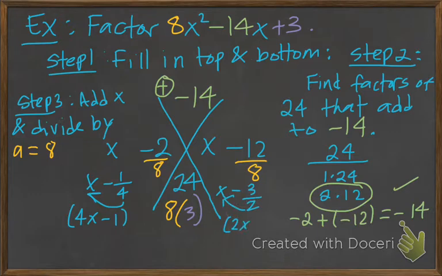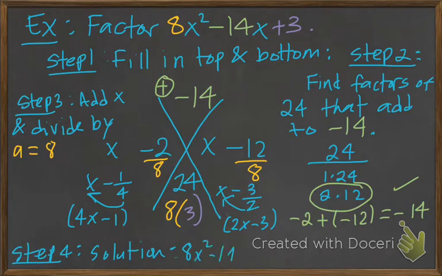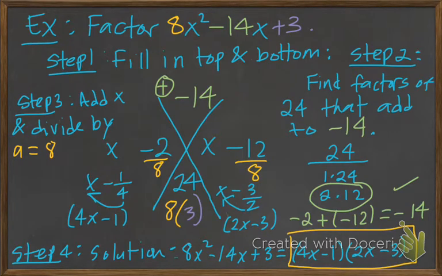And so we divide our constant numbers, our factors, by 8, put the x in. We reduce. Negative 2 over 8 becomes negative 1 over 4. Can't have that fraction, so we move the 4 in front of the x, and we have 4x minus 1. On the right-hand side, negative 12 over 8 reduces to negative 3 over 2. Move the 2, and we have 2x minus 3 in the parentheses. Finally, our solution is that 8x squared minus 14x plus 3 equals 4x minus 1 times 2x minus 3.